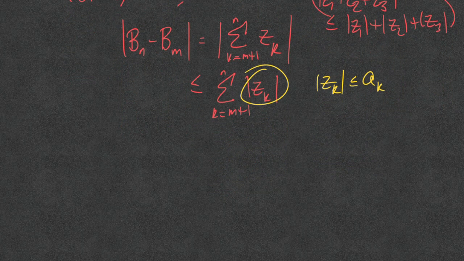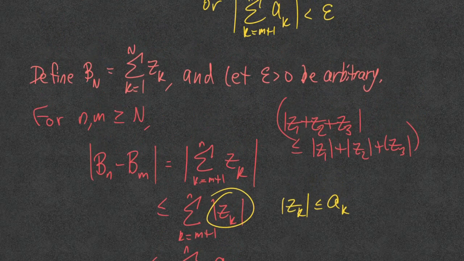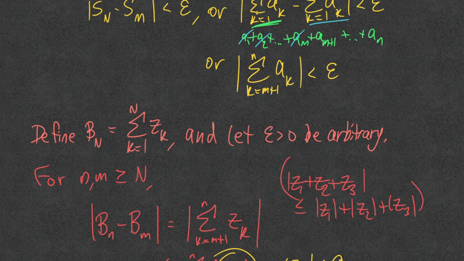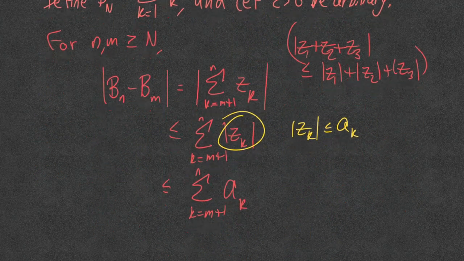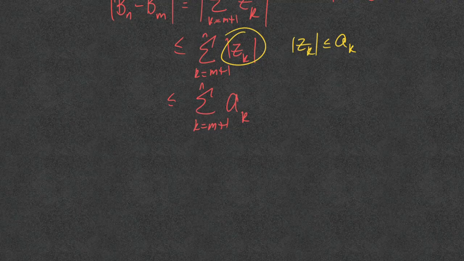Okay, so then we have that this is going to be less than or equal to the sum from k equals m plus 1 to n of a sub k. And let's look above. That is exactly what we have right here, and that's less than epsilon, just by the definition of the series of real numbers converging. So we get basically for free that this thing is less than epsilon. All right, so that's the proof.